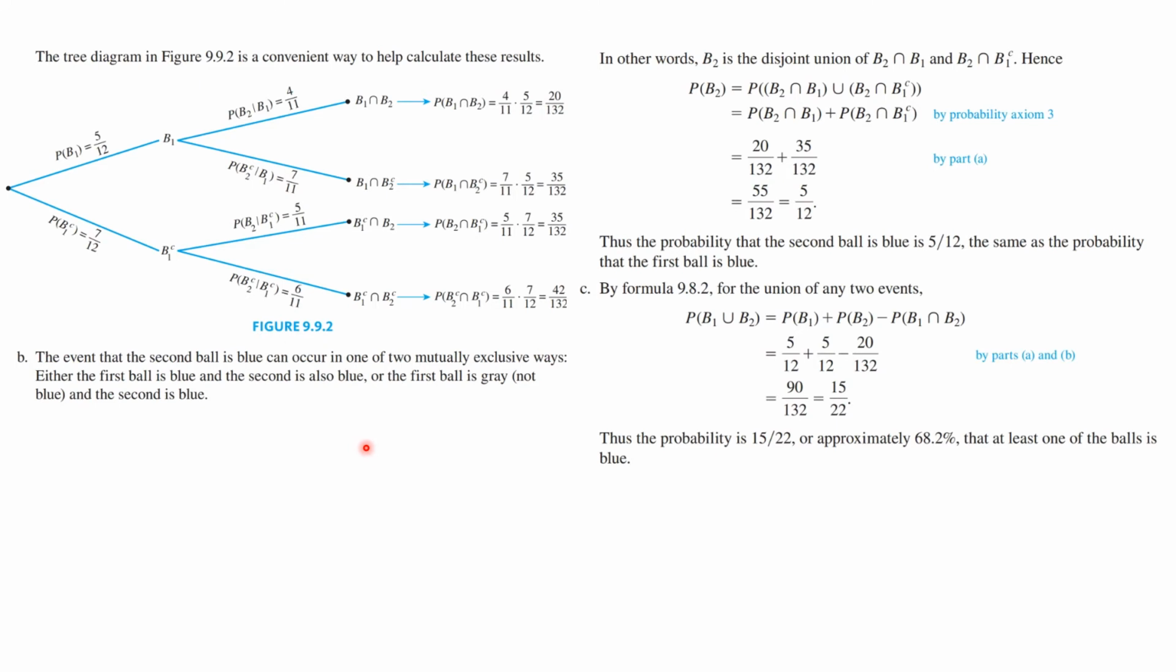So what we find then, for part B, is that the second ball being blue can occur in two mutually exclusive ways. Either the first ball is blue and the second one is also blue, or the first ball is gray and the second ball is blue. By the way, all these are disjoint states of nature. So we add the probability of the first one, which was 20 out of 132, with the probability of the third one, which is 35 over 132, and we get, reduced, 5 over 12. Thus, the probability that the second ball is blue is 5 over 12.